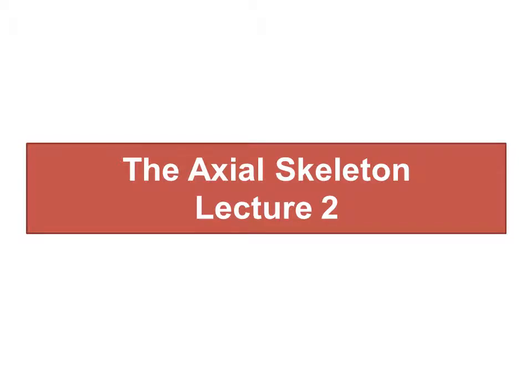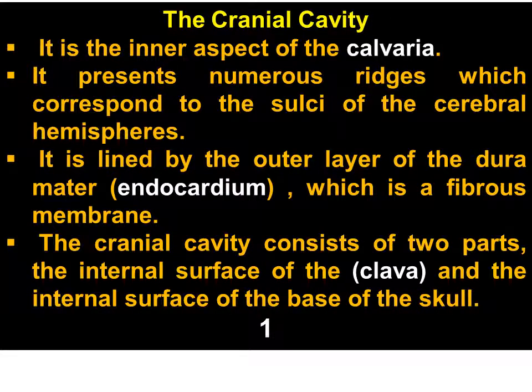Lecture 2. هلا نبلش بالكرينيال كافيتي. احنا اللي تكلمنا عليه هو outside of the cavity، بس هلا نحكي على ال inner aspect of the cavity. This part present in numerous ridges which is produced by the sulci of the cerebral hemisphere.